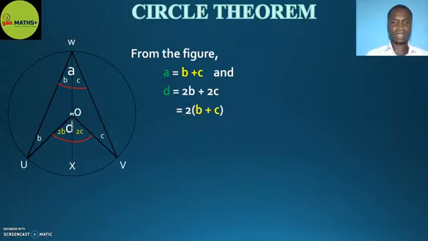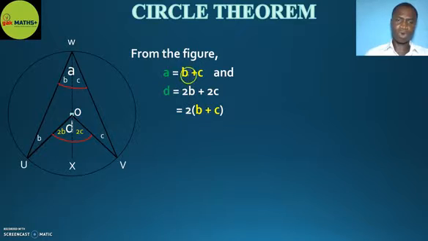Let's factorize this angle to have 2. Then let's open the parentheses on B plus C, and that gives us our angle D to be equal to 2, then the parentheses B plus C.